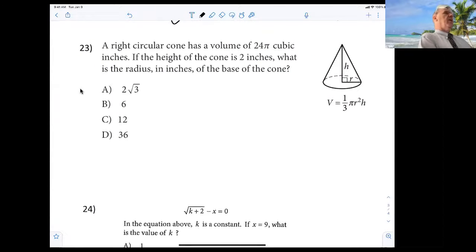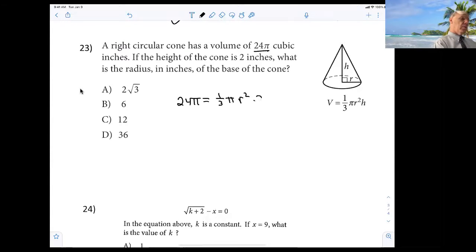All right, 23. Here we go. Now, the silly thing about this is they give you the formula. So you forgot what the formula for volume is. So the volume is 24 pi. So we write down 24 pi equals 1/3 pi. What's the radius? We don't know. R squared. What's the height? 2. There you have it.